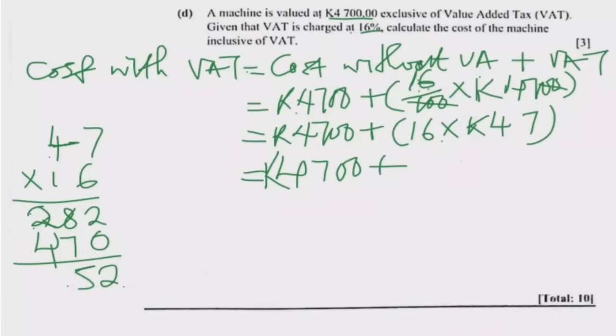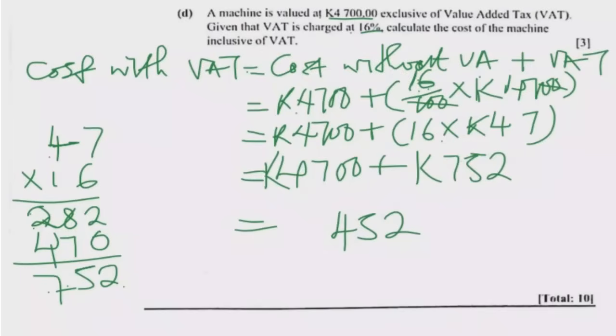So 2 plus 4 is 6 plus 1, 7. So we have 700 plus 752. Okay, so when we add that, 0 plus 2 will give us 2. 0 plus 5 will give us 5. 7 plus 7 will give us 14. We write 4 carry 1. Then 1 plus 4 will give us 5. So the answer is 5,452 as the final answer.